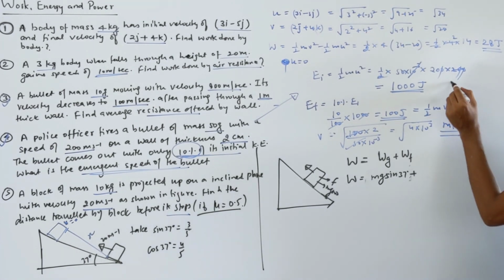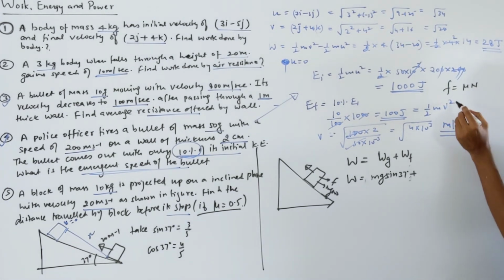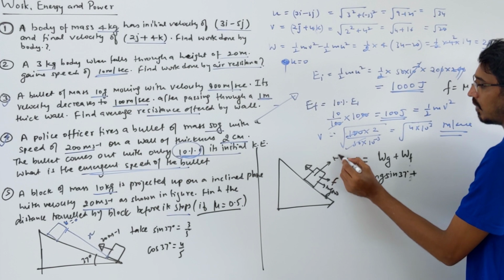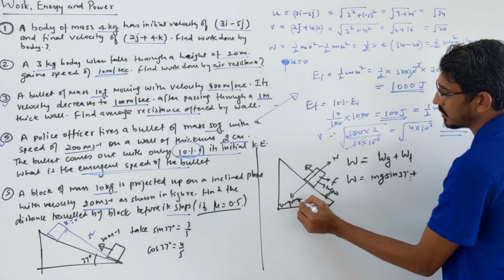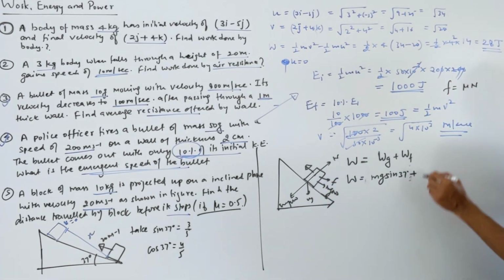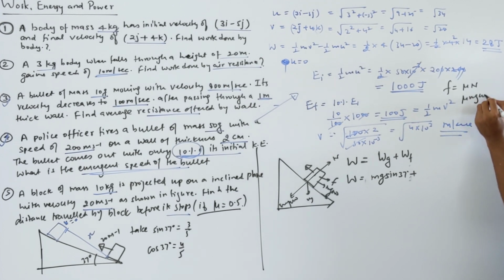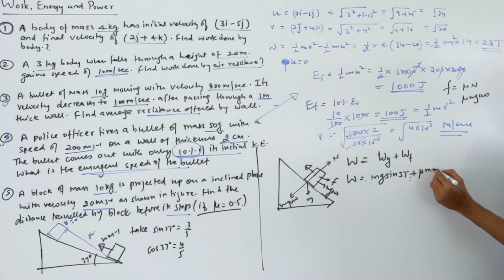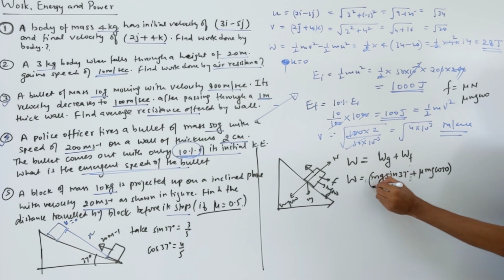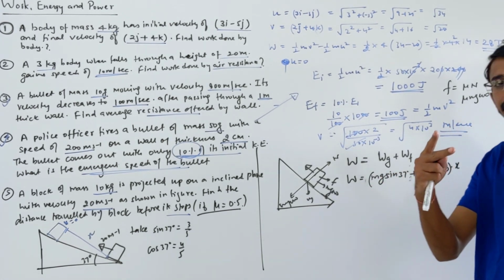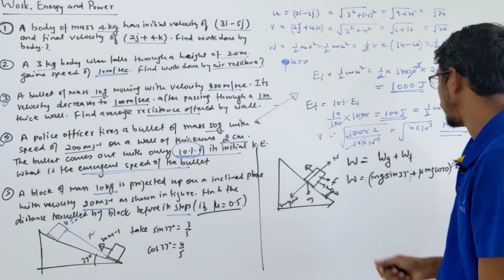What is the frictional force formula? F is mu into N. And what is N in this case? N will be equal to mg cos theta, right? So it becomes mu mg cos theta. So this is your frictional force, mu mg cos theta. These are the two forces into displacement x. This is the work done. So work is done against gravity plus frictional force, right?